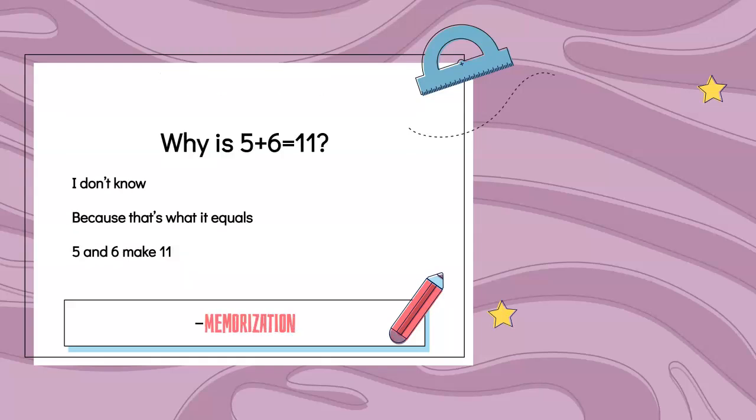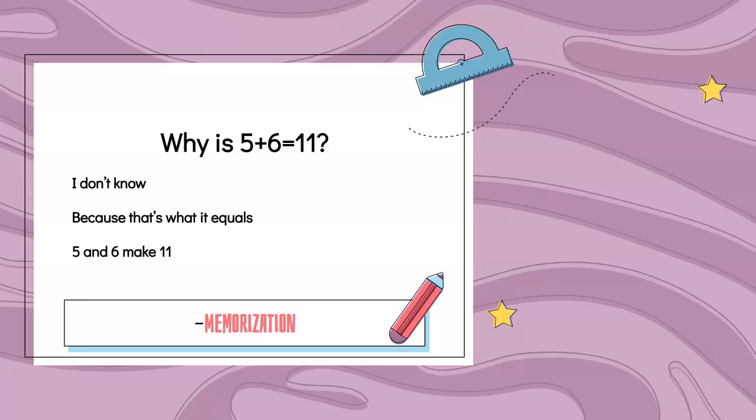A child who is memorizing or just knows that number fact in their head, when they're asked the question, why is 5 plus 6 equals 11? Why is that true? They might respond with just, I don't know. They might tell me, I've heard this a lot, because that's what it equals. I know that 5 plus 6 equals 11 because that's what it equals. I don't know what that means, but I know that I've been told that fact.